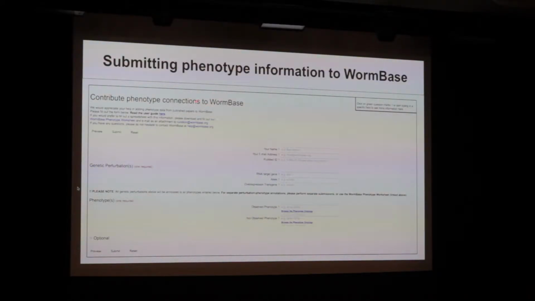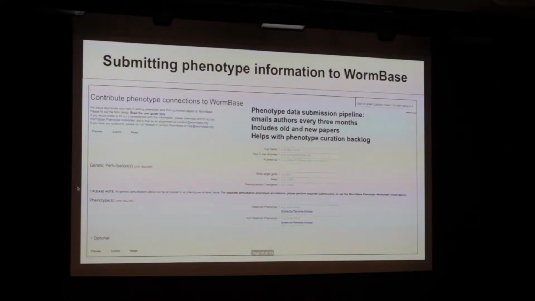So for example, the phenotype form, you can submit your phenotype information to WormBase using this online form. It will step you through what kind of information we're looking for, and then there's an optional section at the bottom of the page, again, to add a lot more detail.